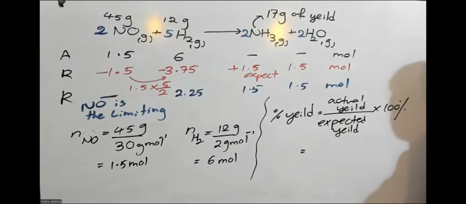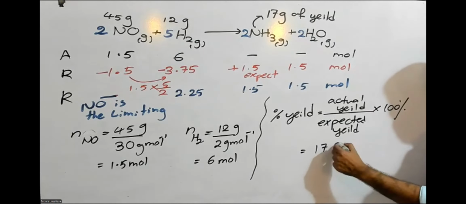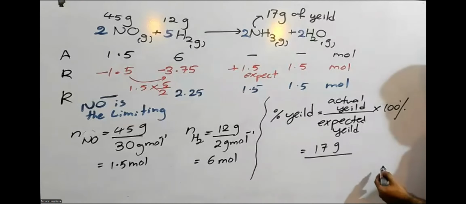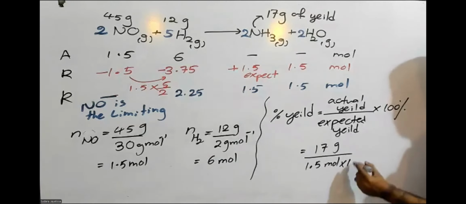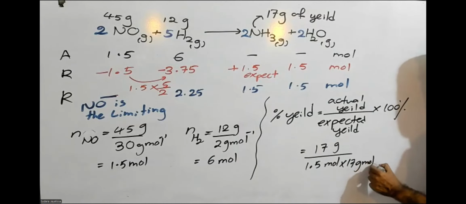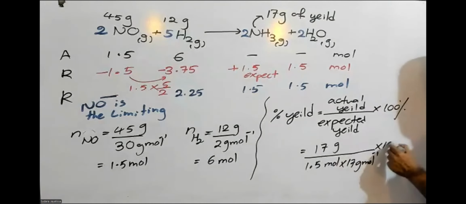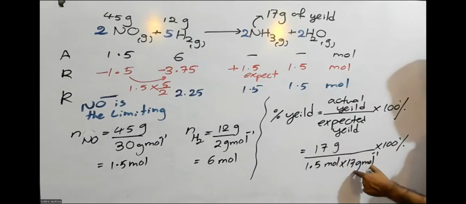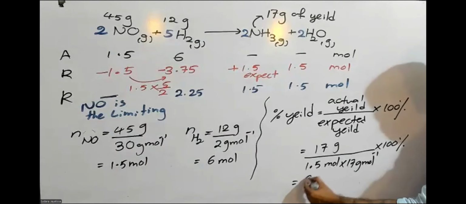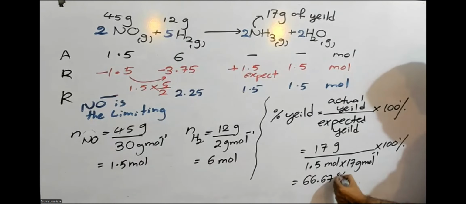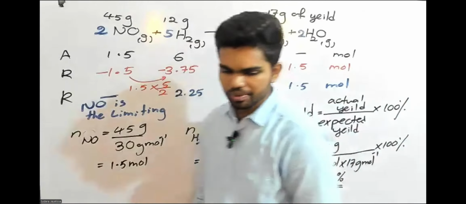Okay, so your actual yield will be 17 grams. Okay, and your expected yield is going to be 1.5 moles into 17 grams per mole. Why? It's the molar mass of ammonia. And then you can put it into 100%. You can now see 17 and 17 get cancelled. Okay, so you can divide this further. 200 divided by 3, which means 66.67%. This is your answer. Okay, so is that clear?